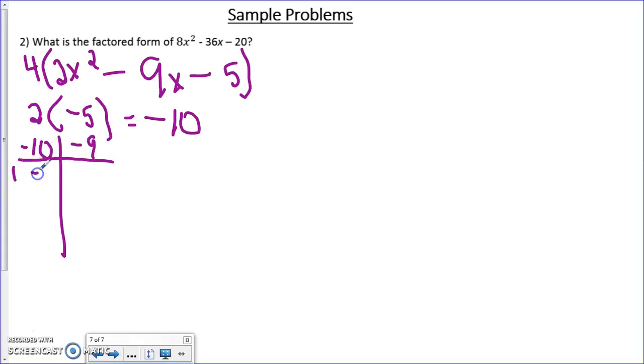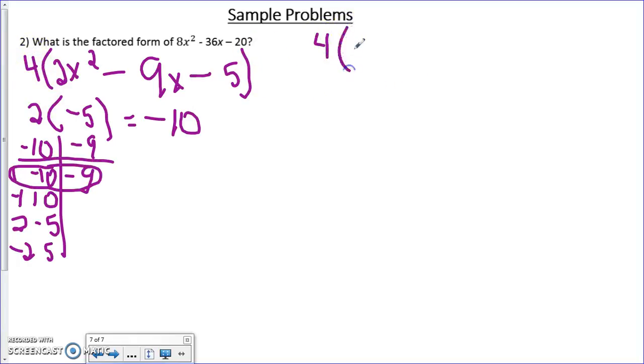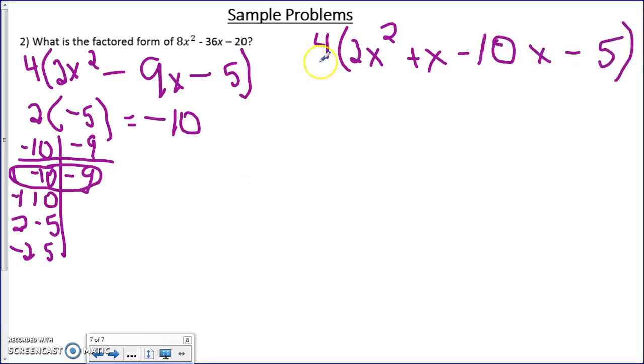I have positive 1 and negative 10. I'm going to have negative 1 and positive 10. 2 and negative 5, and then negative 2 and positive 5. Add them up, 1 and negative 10 get me negative 9. So I can stop right now because I have the factors that I need. So now I'm going to bring 4 back into play. I'm just going to leave it on the outside. So I have 2x squared. Instead of writing minus 9x, I'm going to use my factors. So plus x minus 10x minus 5. And then I'm just going to bring the 4 down. Just comes along for the ride.